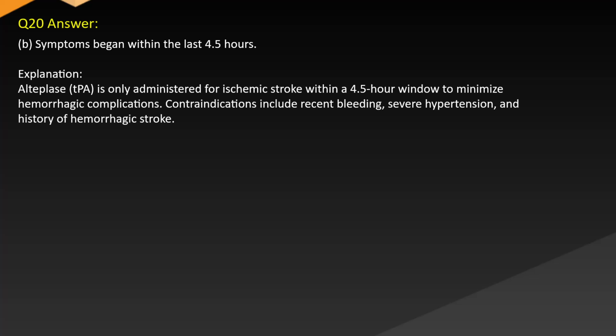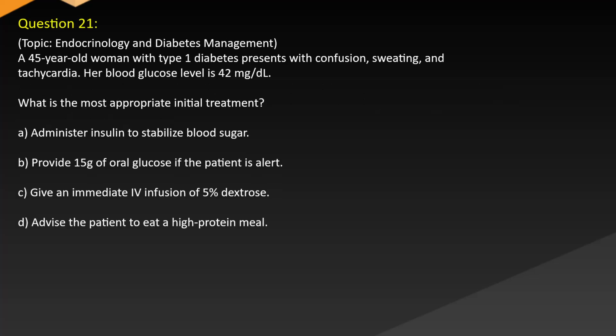Answer: B. Symptoms began within the last 4.5 hours. Explanation: Alteplase, tPA, is only administered for ischemic stroke within a 4.5-hour window to minimize hemorrhagic complications. Contraindications include recent bleeding, severe hypertension, and history of hemorrhagic stroke. Question 21. Topic: Endocrinology and diabetes management.